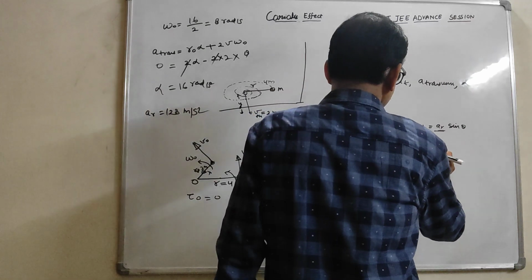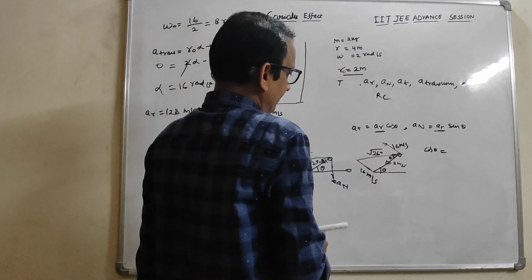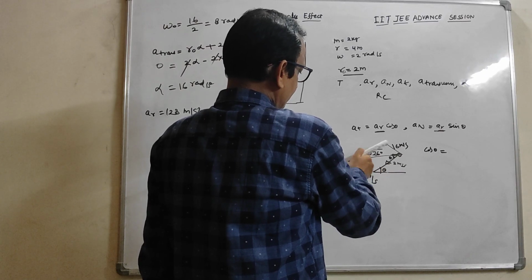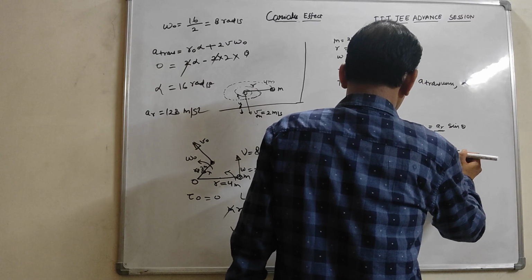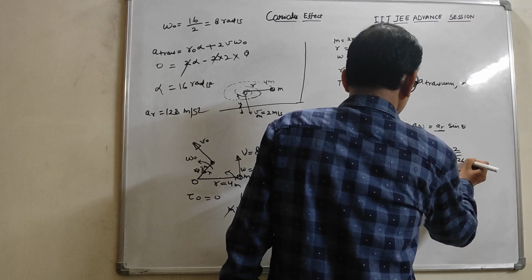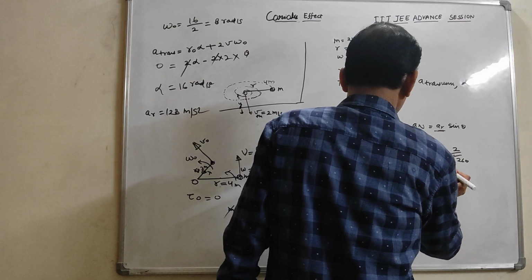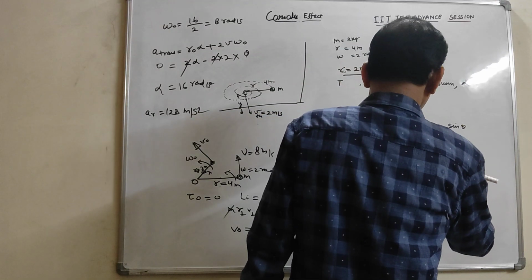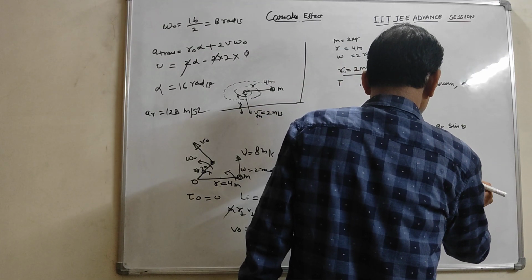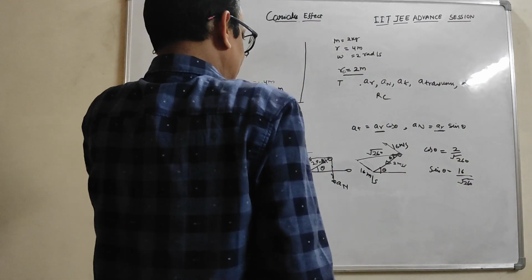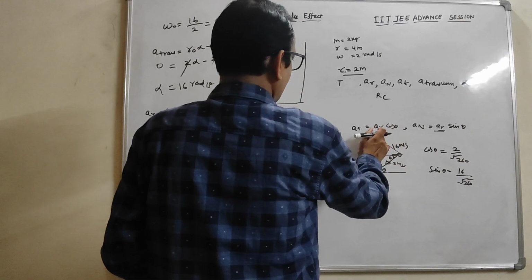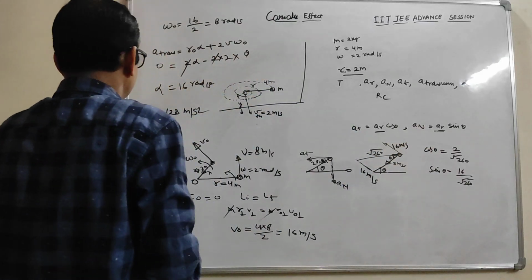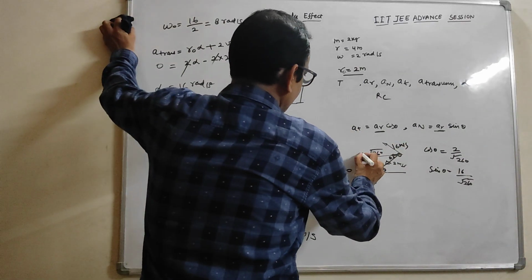So cos theta would be base upon hypotenuse, that is 2 upon root 260. Sin theta would be perpendicular upon hypotenuse, 16 upon root 260. This is cos theta and sin theta. So by putting the value of AR, and cos theta, we can calculate out AT and AN.